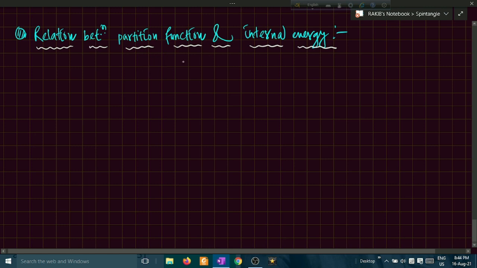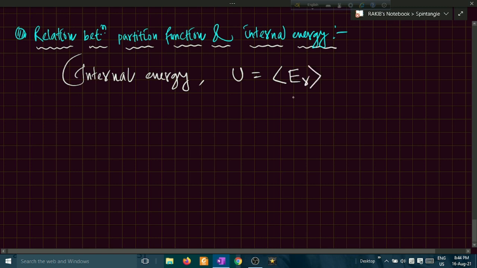So what is our internal energy? Internal energy is given by U. It is the average value of the energy of the states. Say you have some systems like this, and by averaging the energy of these systems, you get this internal energy. This is the internal energy, the average.